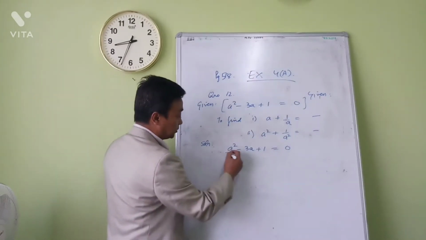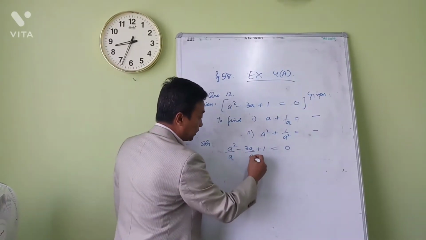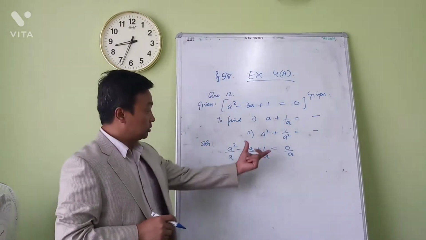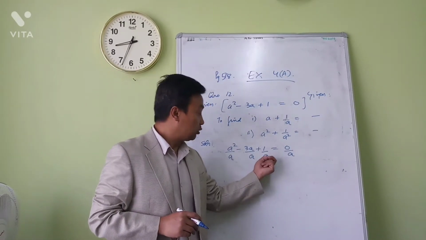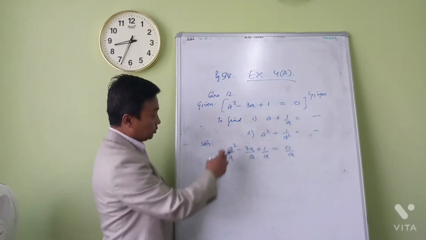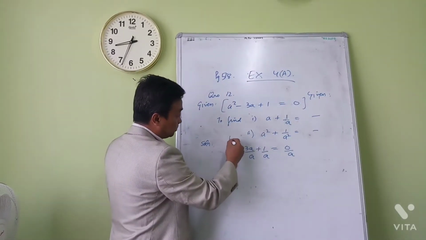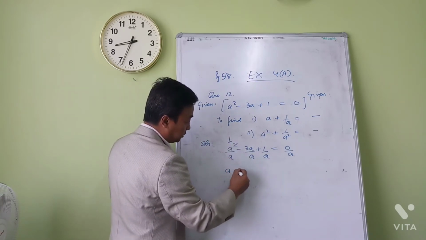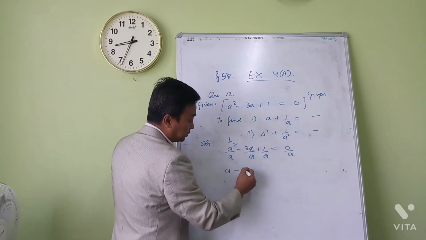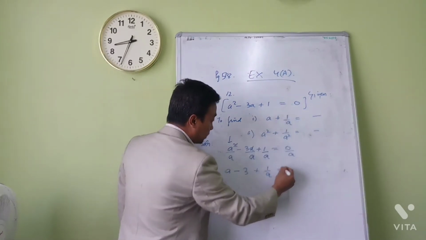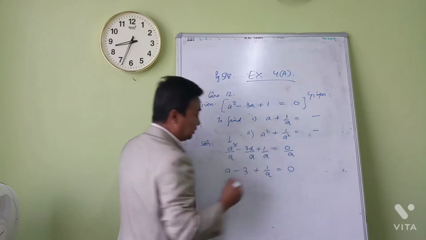So if you divide both the sides by a like this, since it is an equation, we can divide both the sides by a. Now look at each term here. A square divided by a, you will get only a here. Minus 3a divided by a gets cancelled, leaving minus 3. Plus 1 by a will remain, and on the right hand side 0 by a will remain 0.